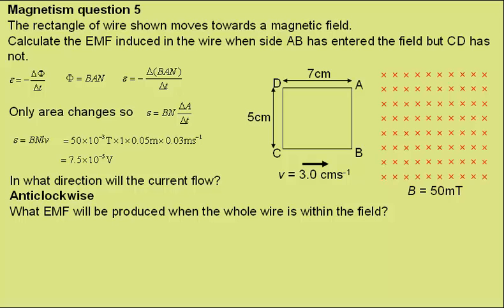Next we're asked what EMF will be produced when the whole wire is within the field. Well, now there will be zero EMF as there is no change occurring.